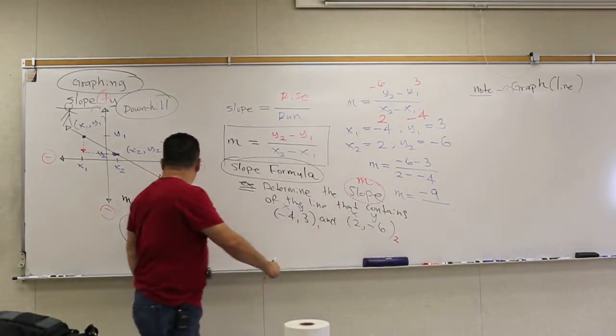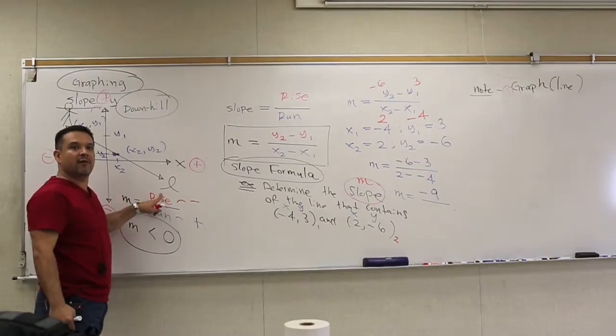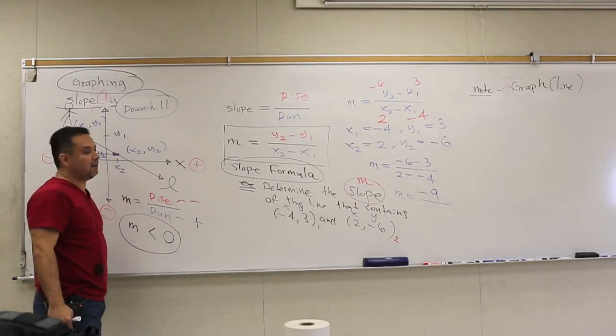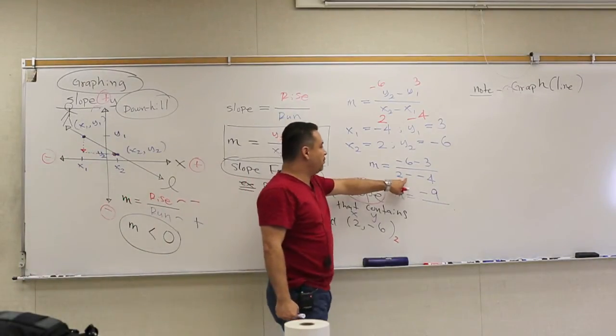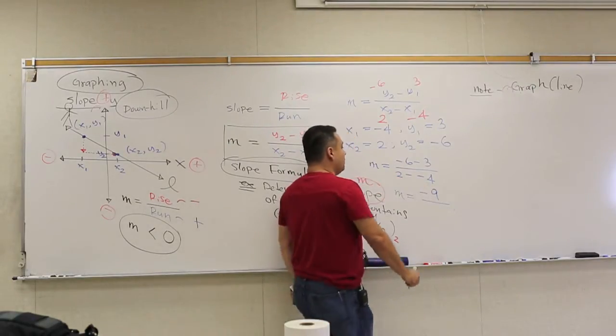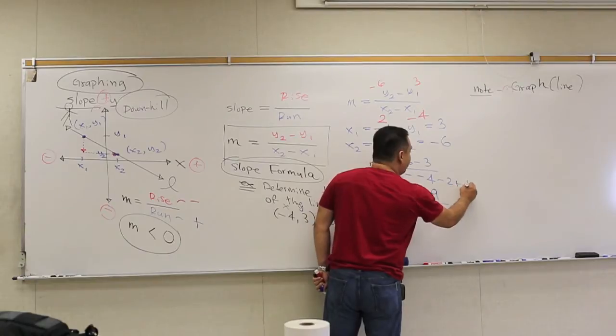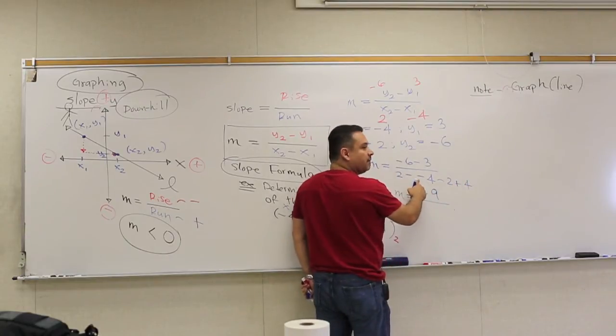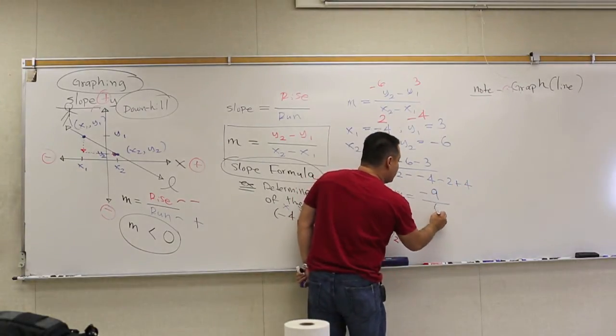Didn't I tell you that the rise is going to be negative? I did. What's 2 minus a minus 4. Wasn't this also 2 plus 4? Because that's what minus the minus is? What's 2 plus 4? 6.